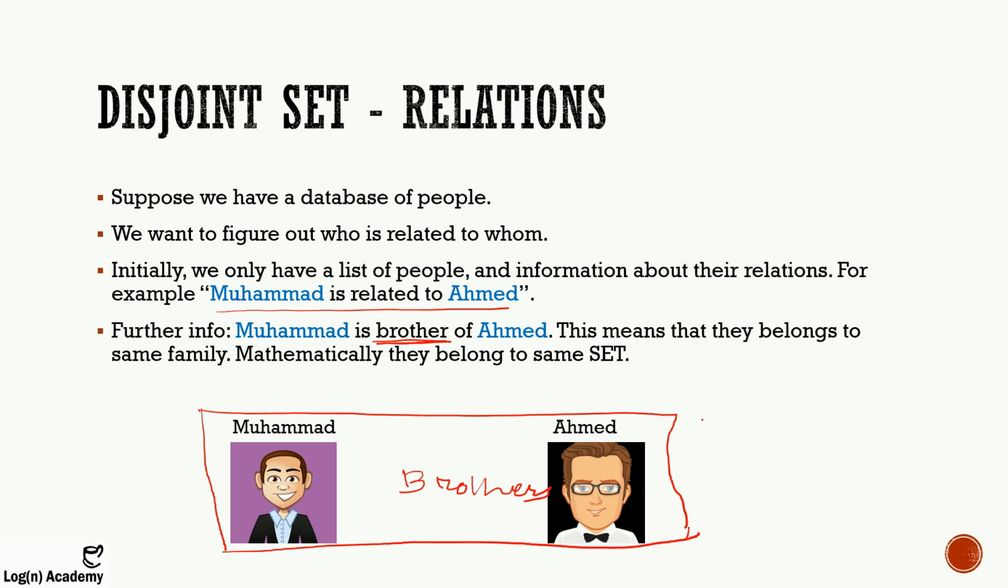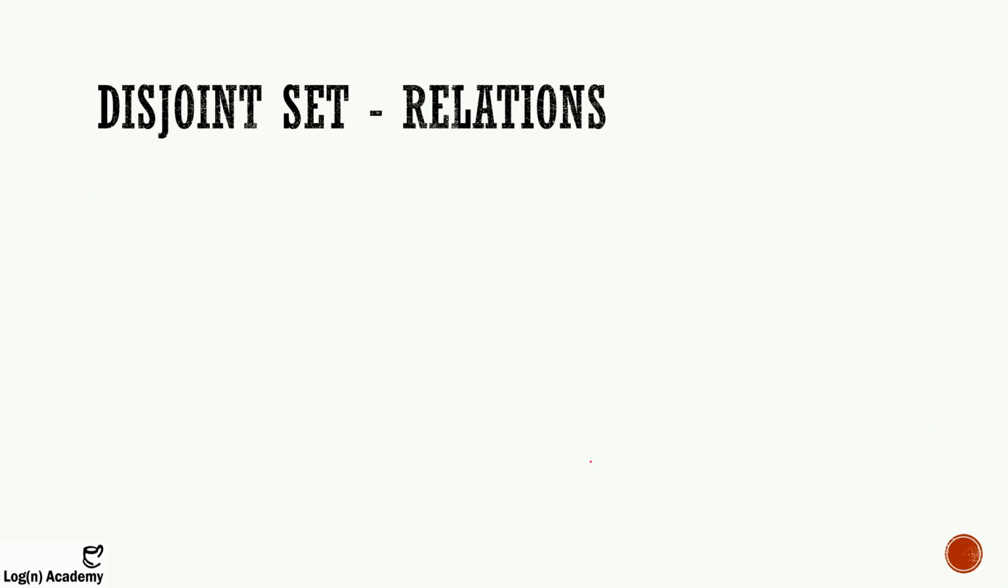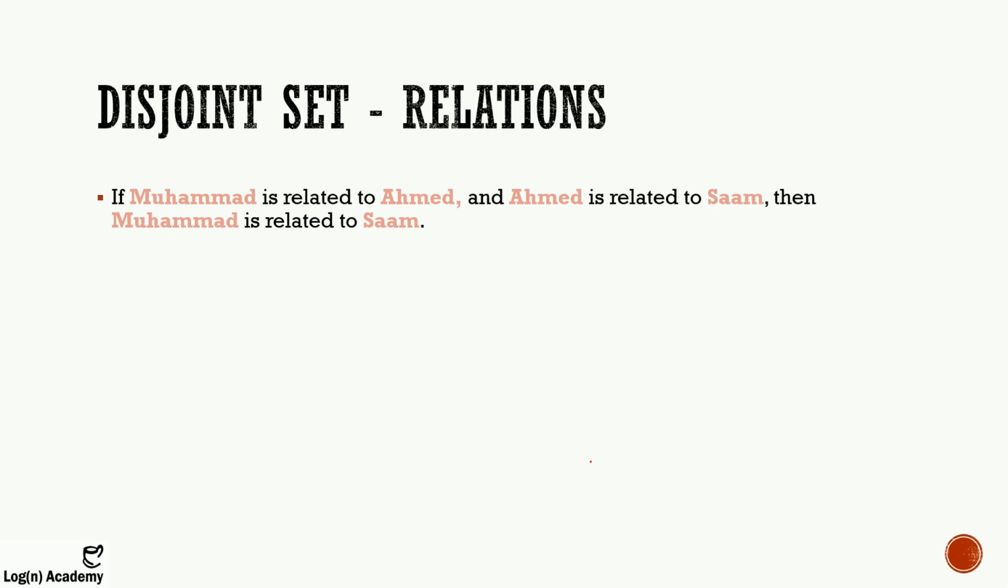Now we have two elements. So let's suppose this is family 1. We call them family 1. And mathematically we can say we have a set 1 having two elements, right? So in this way, when we have elements and when there is a relation between them, we join them or we group them in the same set, right? Now let's see further. If Muhammad is related to Ahmad and Ahmad is related to Sam, then Muhammad is related to Sam. What does this mean? I'll explain this point.